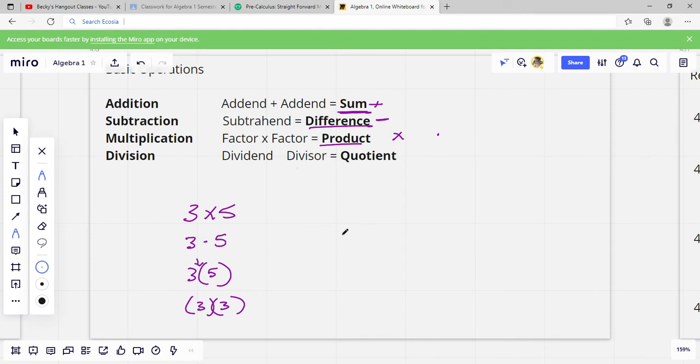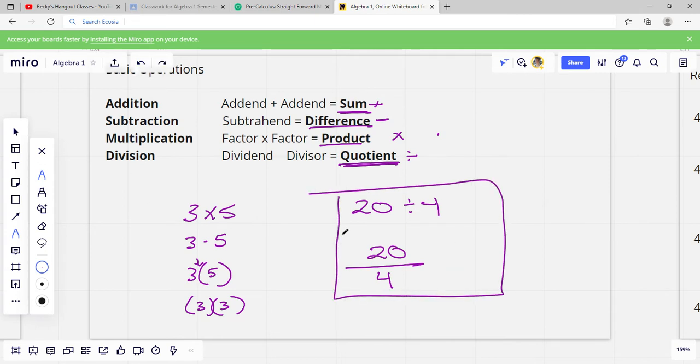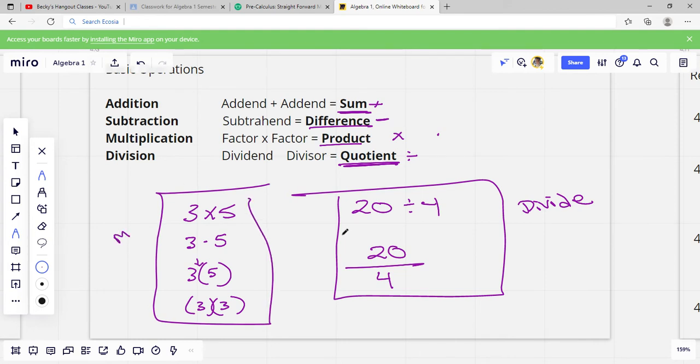Division, you have a dividend divided by a divisor, which equals a quotient. So if they ask for the quotient, then you're going to divide. Division could be like, let's see, 20 divided by 4, or it could say 20 divided by 4. Okay, so a fraction also means division. All right, so these are division. And these are multiply.